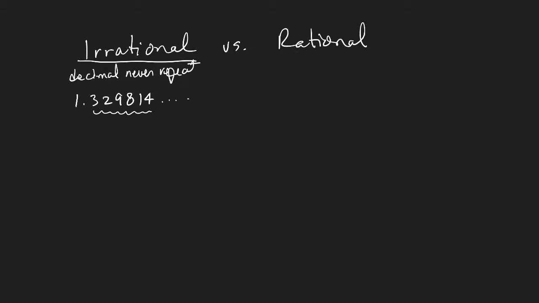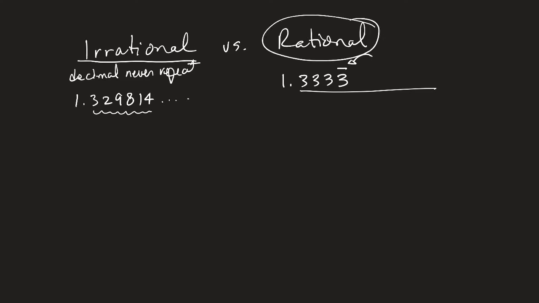But if I have a pattern that does repeat, say I have 1.333, etc., where I could put a repeater over there, as soon as I put a repeater there, that means that decimal repeats forever, and that would be a rational number.